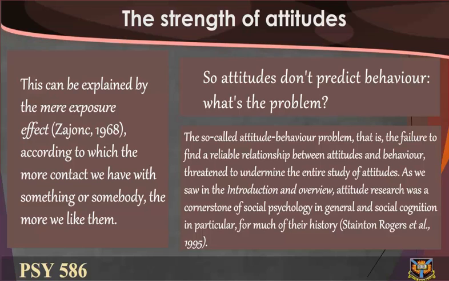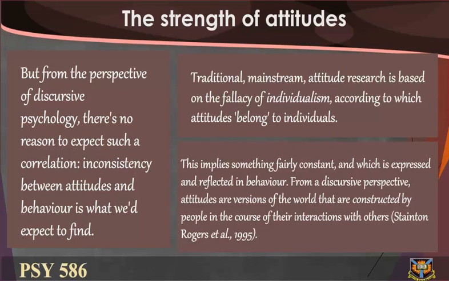So attitudes don't predict behavior. What's the problem? The so-called attitude-behavior problem, that is, a failure to find a reliable relationship between attitudes and behavior, threatened to undermine the entire study of attitudes. As we saw in the introduction and overview, attitude research was a cornerstone of social psychology in general and social cognition in particular for much of their history, stating Rogers et al., 1995. But from the perspective of discursive psychology, there is no reason to expect such a correlation. Inconsistency between attitudes and behavior is what we'd expect to find.